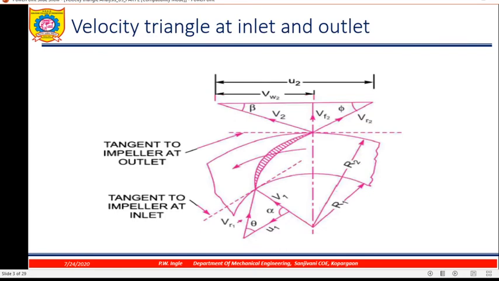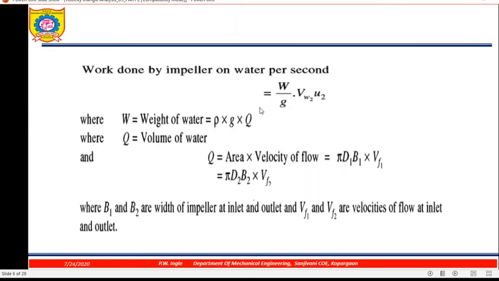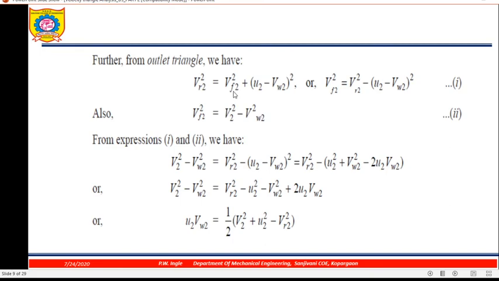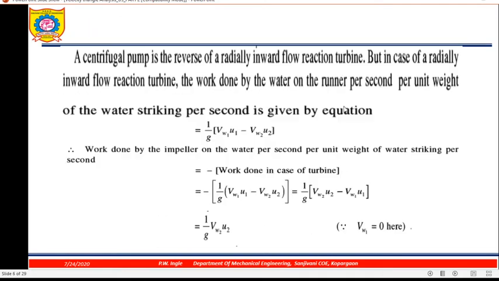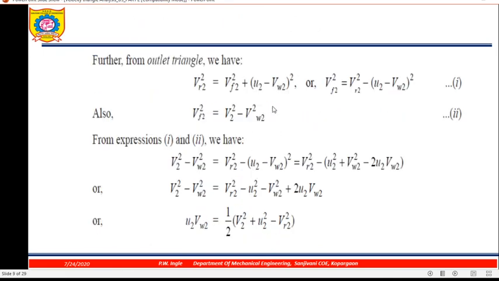Now from the outlet velocity triangle, you can write Vr2 square equal to Vf2 square plus (U2 minus Vw2) square. Therefore, Vf2 square equal to Vr2 square minus (U2 minus Vw2) square. Also, Vf2 square equal to V2 square minus Vw2 square.